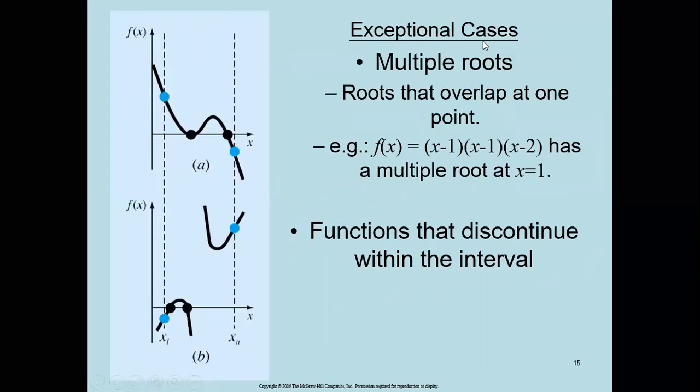So we have here exceptional cases if you're given multiple roots. So roots that overlap at one point. Okay. So for example, if the given equation or function is f(x) equals this, it has a multiple root at x equals 1. Or our function could be discontinuous within the interval, just like in the given figure B here. Okay. So it is discontinuous at this point, or from the interval x sub L to x sub u, the lower and upper limit.